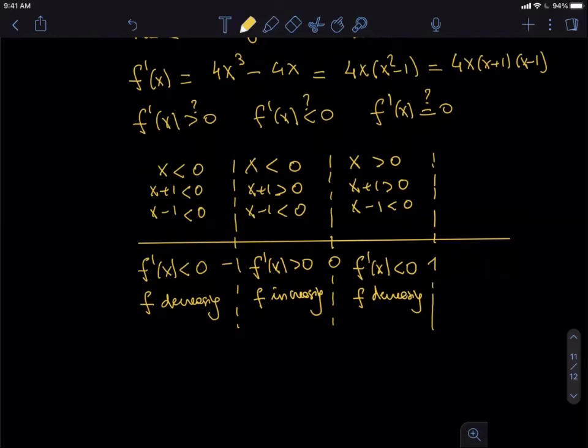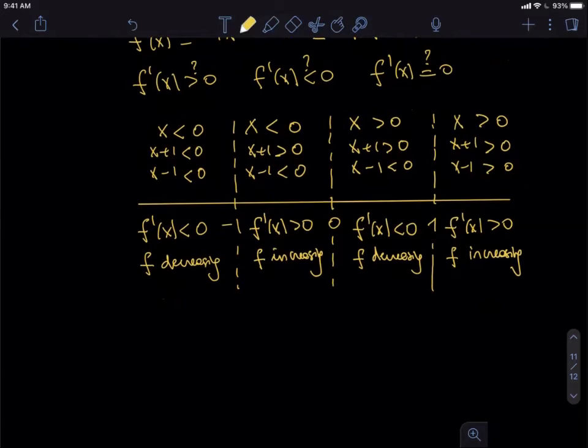And then the last one, x, x plus 1, x minus 1. In this case, x is obviously positive because it's bigger than 1. Because it's positive, if I add 1, it's even more positive. And now even x minus 1 is positive because I have numbers that are all larger than 1. So x minus 1 will always be positive. So all three of them are positive. That means the derivative is positive and the function is increasing.